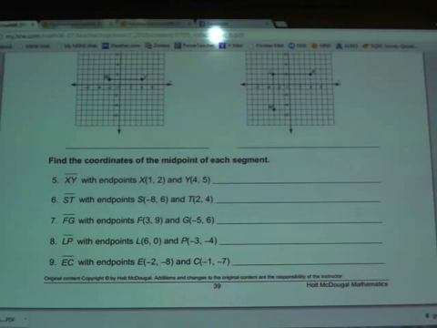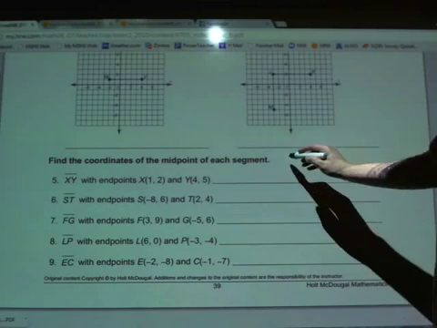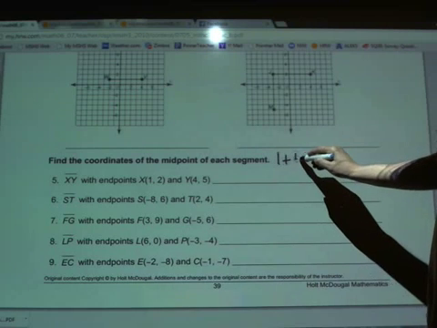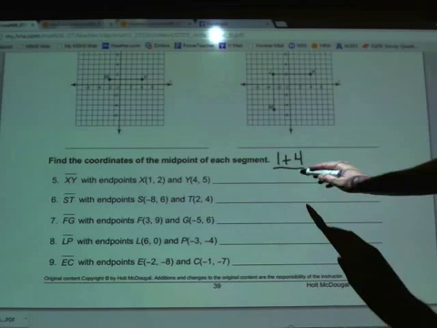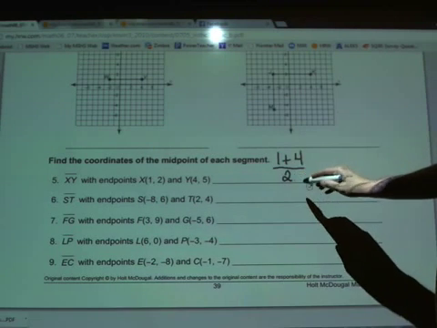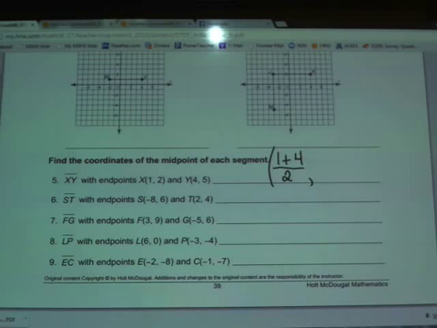You'll do the same basic procedure in all of these questions, so let's approach a few of them. Let's start with number 5. In number 5, they've got x is 1, 4, and y is 2, 5. So again, the procedure says add up the x numbers, so that's 1 and 4. And then since you're averaging, you're going to divide by 2, and that's going to give you the x coordinate of your midpoint.